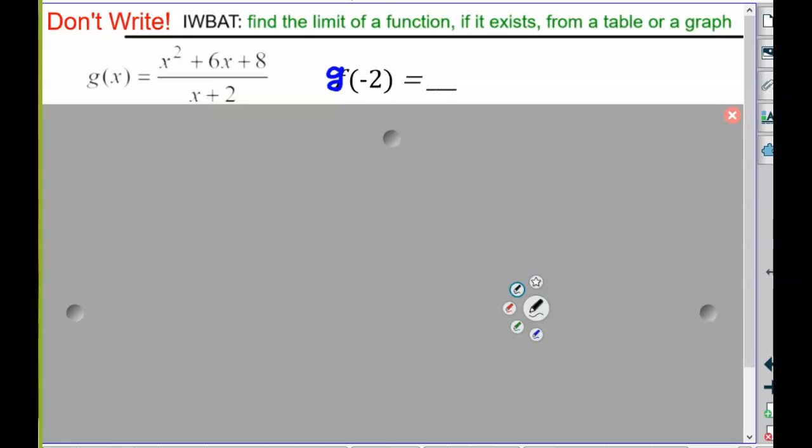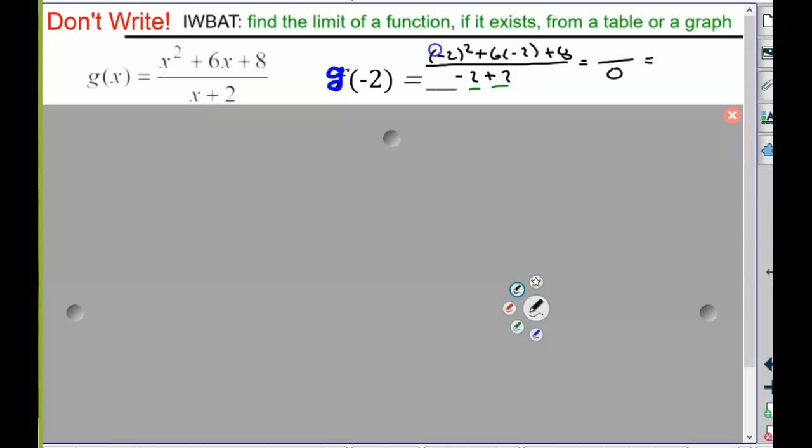Let's take a look. If I'm asked to just evaluate this, what we would do is plug in negative 2. You might notice something right away, something we really don't like about this problem. Like that bottom. I don't care what the top is. The top's going to turn into a number, but the bottom is 0. I can't divide by 0, so according to the equation, this does not exist.